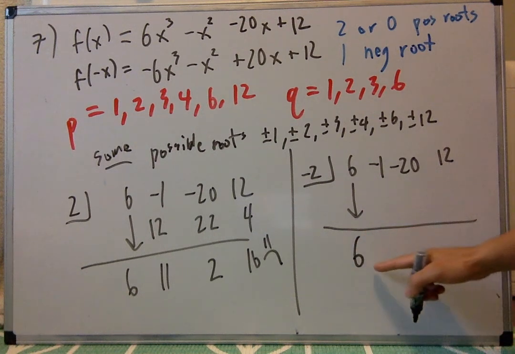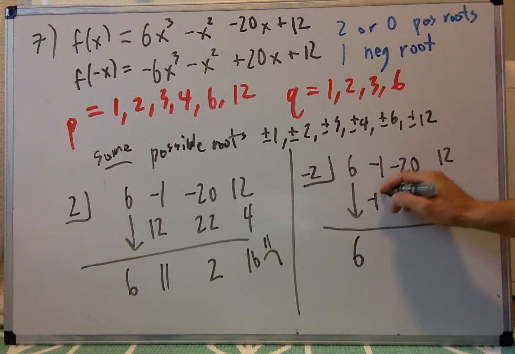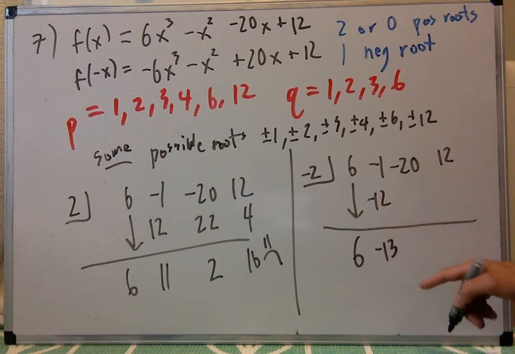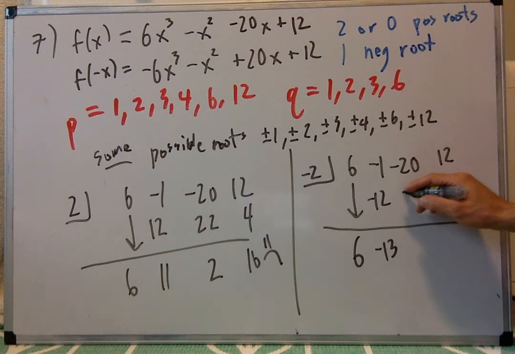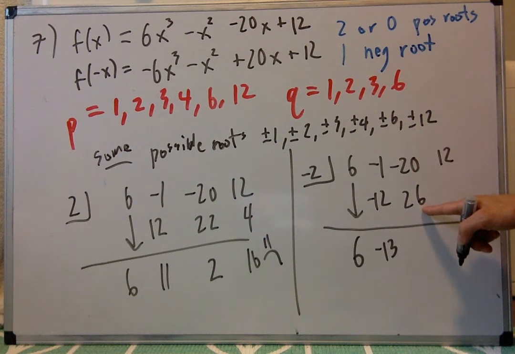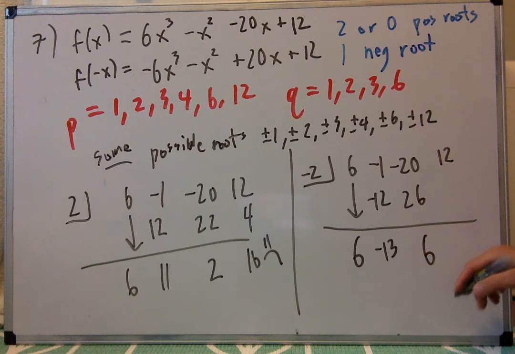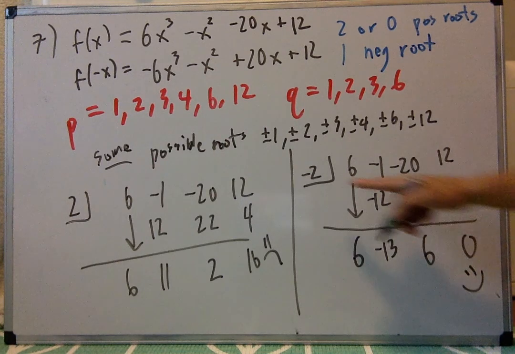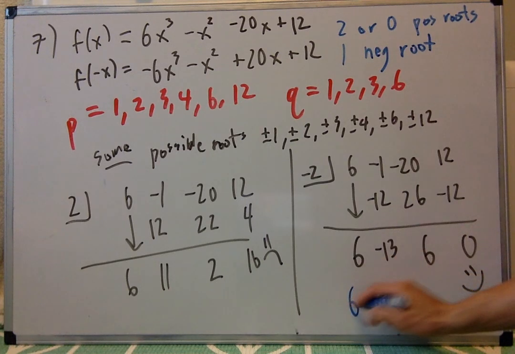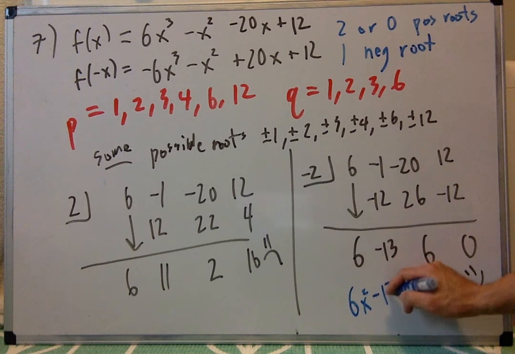Let's just try. 6, that's going to be negative 12. Negative 12 plus 1 is negative 13. Negative 13 times 2 is positive 26. Negative 20 plus 26 is positive 6. 6 times negative 2 is negative 12, which is 0. Nice. So this is the one that works. Negative 2 is a root. That's, in fact, the one negative root. So what's left over is 6x squared minus 13x plus 6.